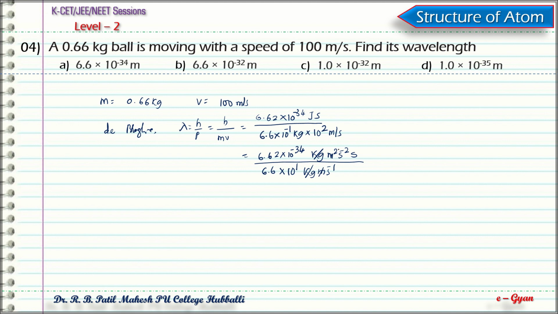Kg get cancelled, one meter get cancelled, per second and per second square get cancelled. So answer what we are going to get is in terms of meter, which is equal to, 6.6 get cancelled, in terms of 10 to the power. So here 10 to the power minus 34 into 10 to the power plus 1, it becomes minus 35 meters. That is 1 into 10 to the power minus 35 meters. So the correct option is option D. Moving to the next question.